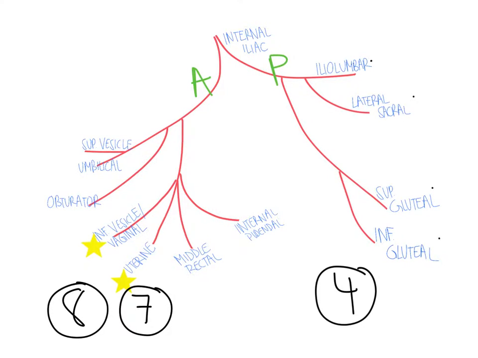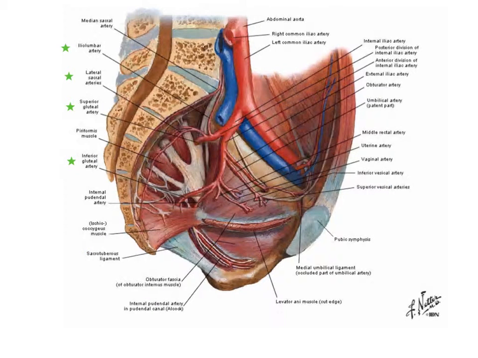The anterior branch includes superior vesicle, umbilical, obturator, either inferior vesicle or vaginal, uterine, which only exists in females and has no male equivalent, middle rectal, and internal pudendal. The best way to identify the branches of the internal iliac artery is by identifying where they terminate rather than their branching pattern, just because it's so variable from person to person.